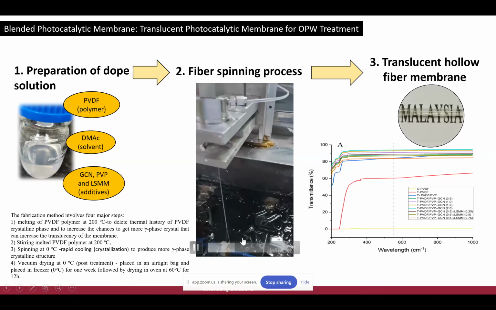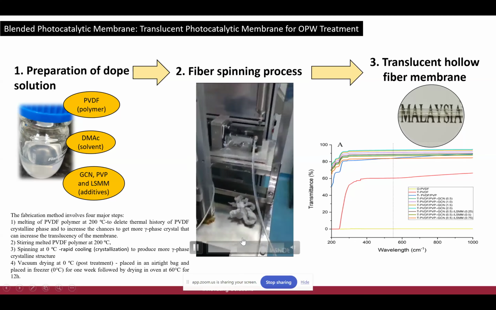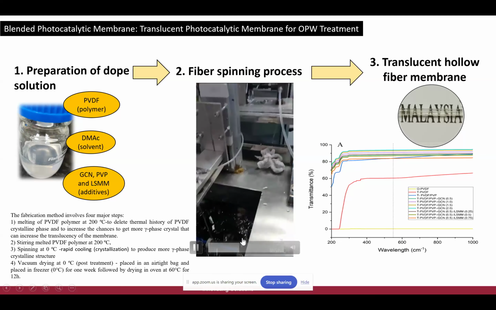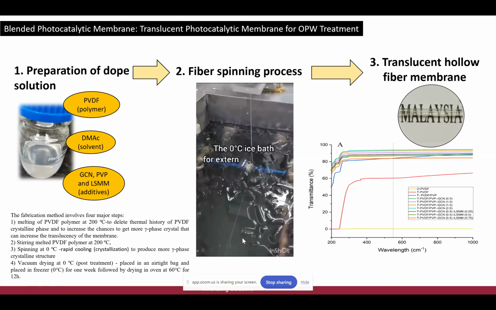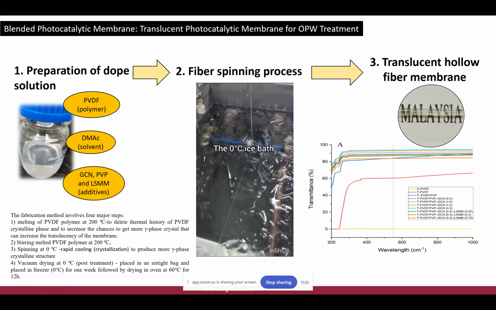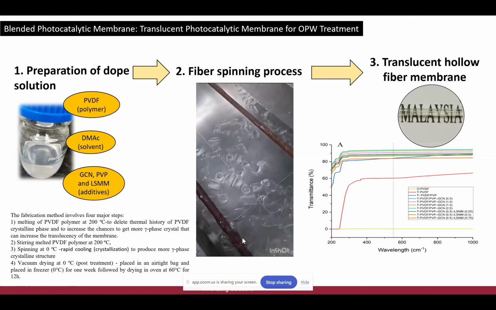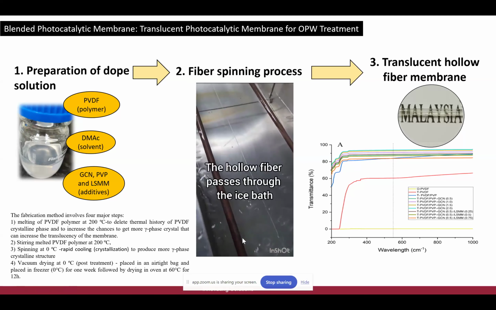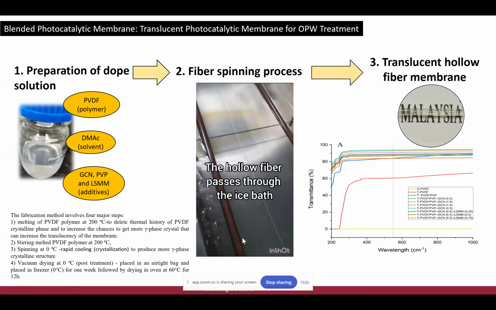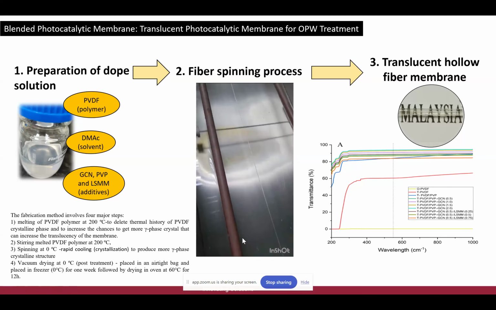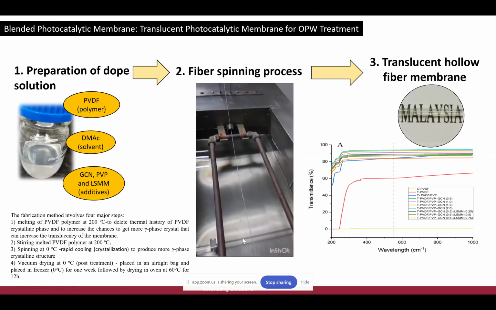Normally we use room temperature water as the coagulant, but to make it translucent, we use an ice bath for rapid cooling and make it into translucent form. And then we collect it at the end of this machine.